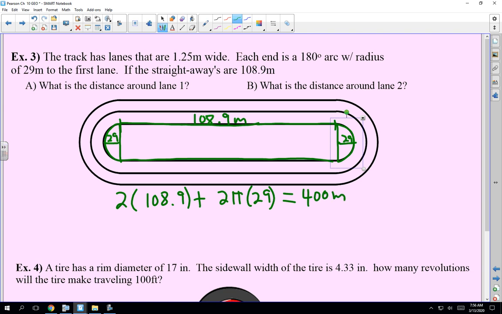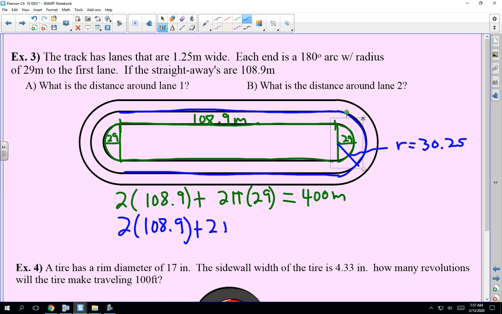So how much farther do we go if we run around the second lane? If you were to go around this one, we've got 2 straightaways here and here, but we've got slightly larger circles. The radius of this little circle from here to here is 29 plus 1.25, or radius equals 30.25. Because each lane is 1.25 meters wide. So we've got 2 times 108.9 plus 2 pi times 30.25. Let's see how much farther we have to run if we're in the second lane. And you'll see why they staggered them.